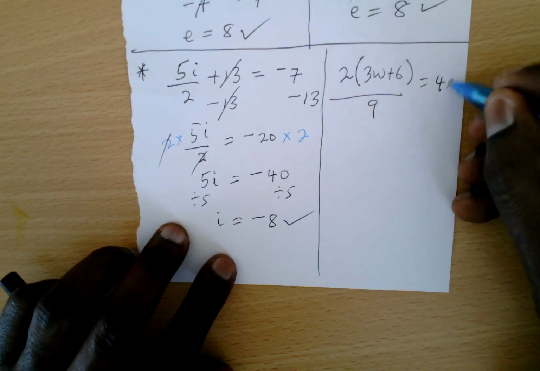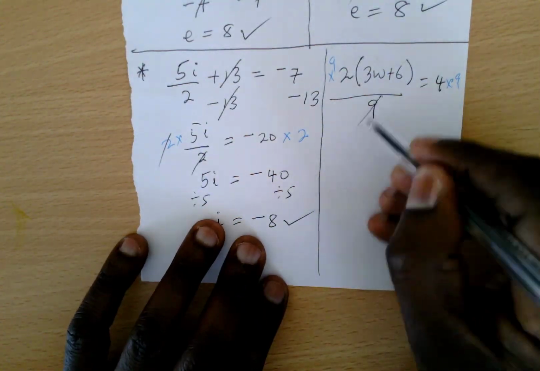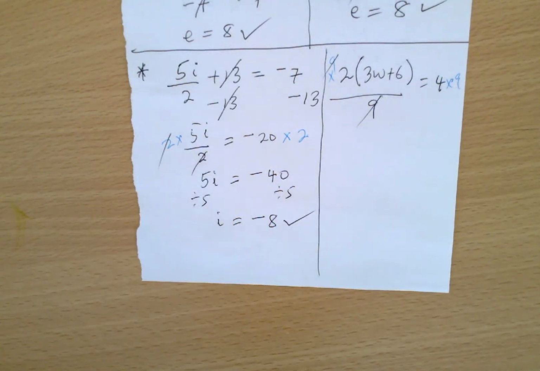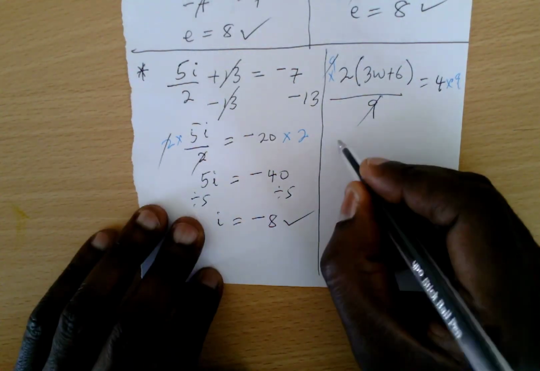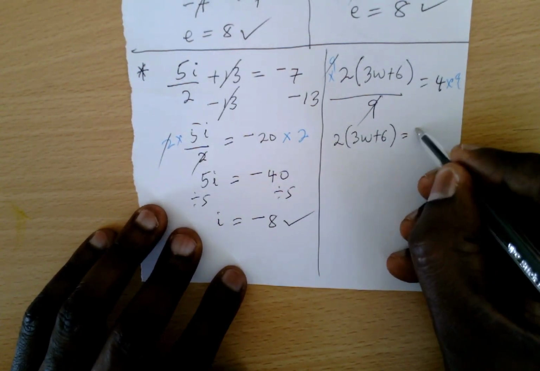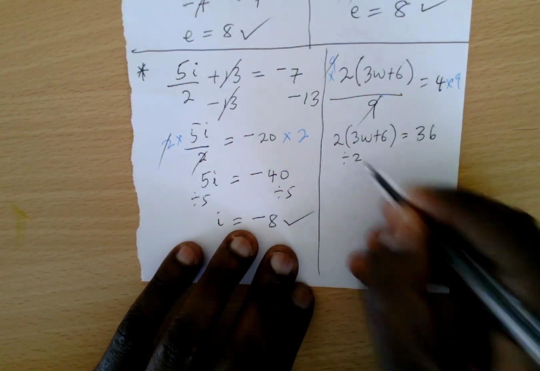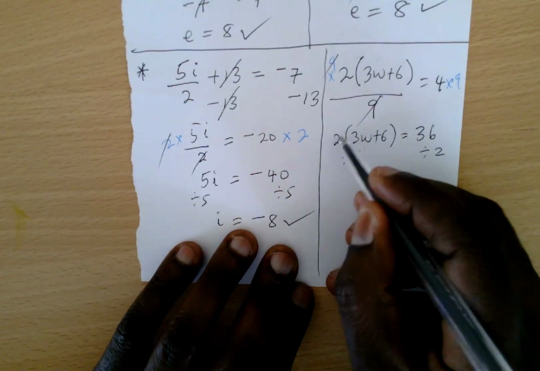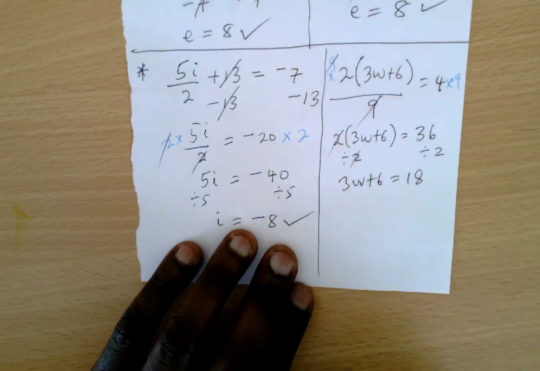I will do that. Times by 9, times by 9. When we times by 9, this cancels out. 4 times 9, we will write it down. So what we are left with on the left-hand side is our 2, open bracket, 3w plus 6, is equal to 4 times 9, which is 36. Then we can choose to open the brackets, or we can choose to divide by 2 on both sides. Actually, that is even easier. Divide by 2, divide by 2. This one cancels out. We have 3w plus 6 equal to 36 divided by 2, which is 18.